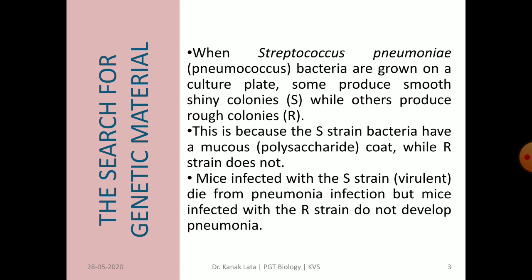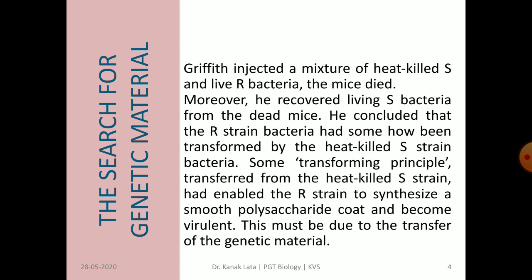So, mice infected with the S strain die from pneumonia infection, but mice infected with the R strain do not develop pneumonia. Meanwhile, when Griffith injected a mixture of heat-killed S strain and live R bacteria, the mice died. And he also recovered living S bacteria from the dead mice. After doing all these experiments, he concluded that the R strain bacteria had somehow been transformed by the heat-killed S strain bacteria.